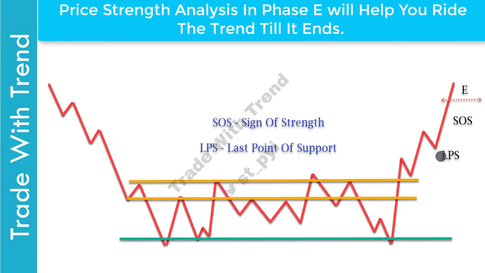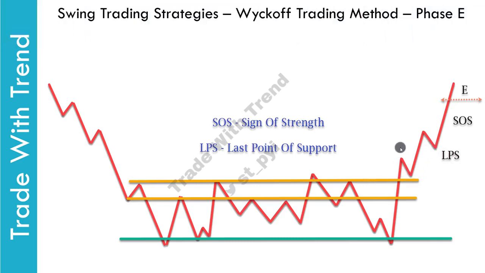Through last point of support, the trader can assess previous resistance levels turning into support and hence can mark out relevant pivot points in order to assess whether the trend is going to continue or to spot signs of trend reversal. Now, assessing the strength of the trend in this phase is extremely crucial.